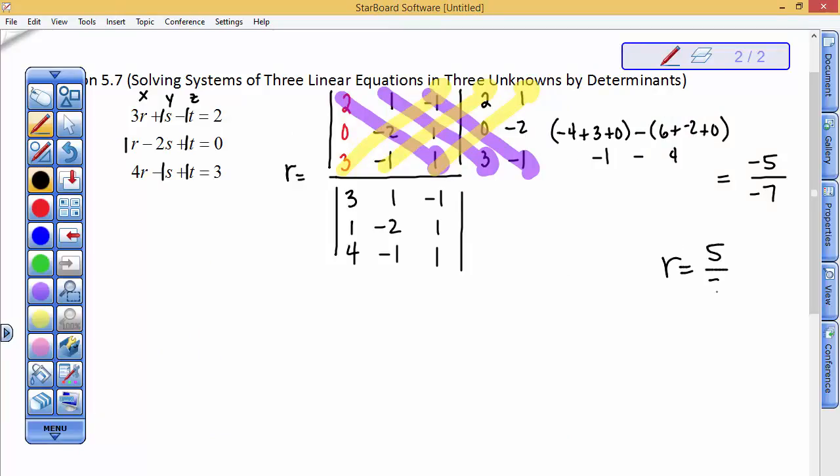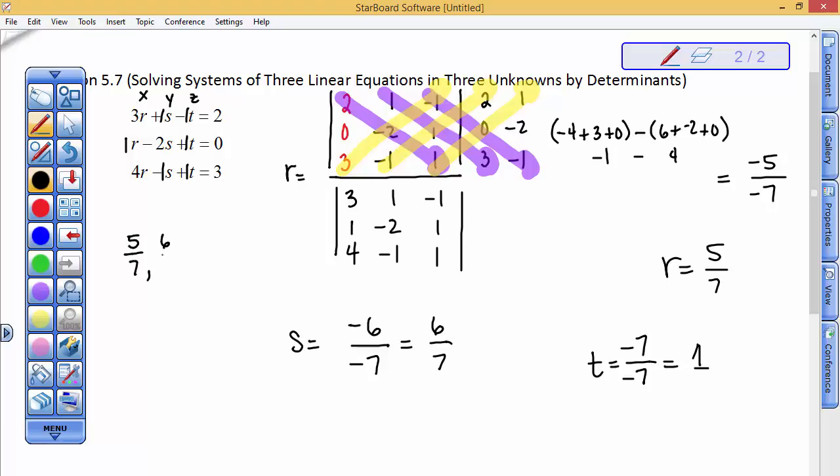to 5/7. If you do that same process and you evaluate the determinant for S, you're going to get a -6 in its numerator, and it already had a -7 in the denominator. So S will be equal to 6/7. And finally, when you do this for T and evaluate the numerator, you're going to get a -7. The denominator is a -7, and a negative divided by a negative is a +1. So the solution to this system is 5/7, 6/7, and 1.